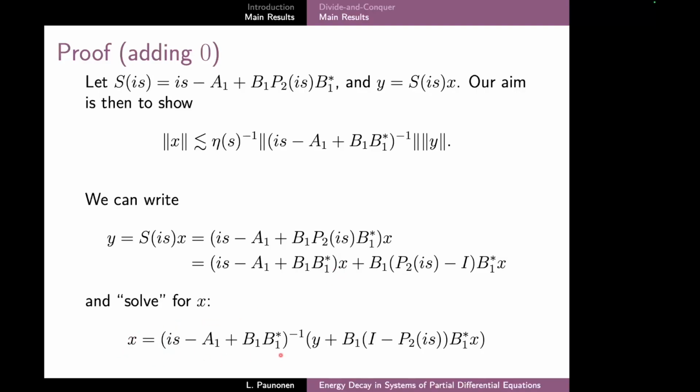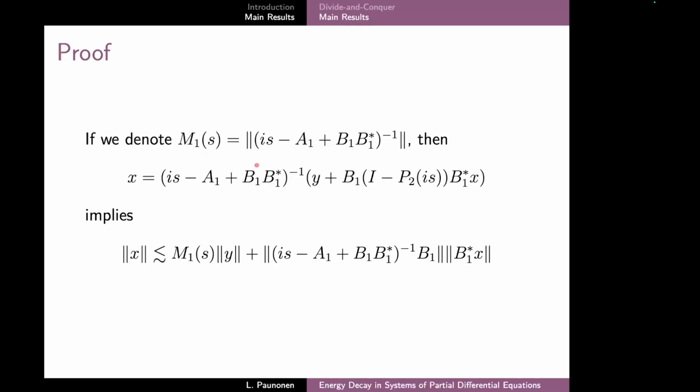And this gives us a formula for the x in terms of the resolvent of system 1 on the feedback and other terms. The downside of this formula is that it's implicit in the sense that on the right hand side we still have x as well, but we can try to deal with this a bit later.